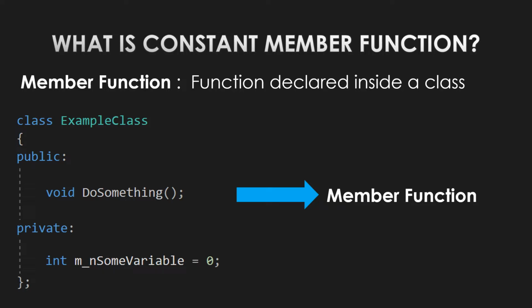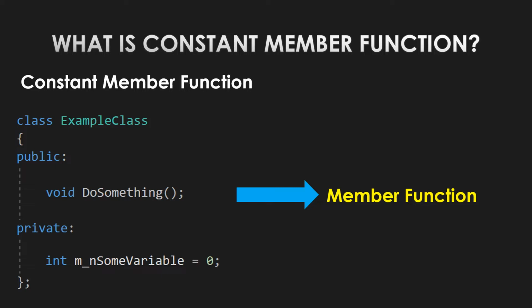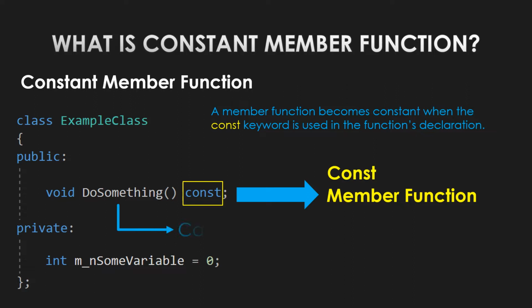Now let's see how we can make a member function constant. A member function becomes constant member function when the const keyword is used in the function declaration as shown here. You need to add the keyword const at the end of the function. The const member function cannot modify the values of class member variables.